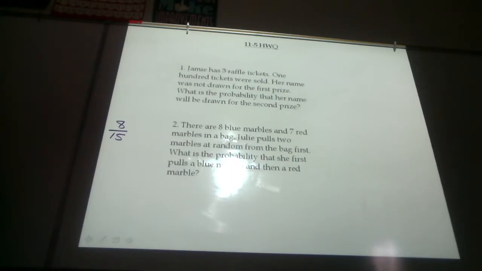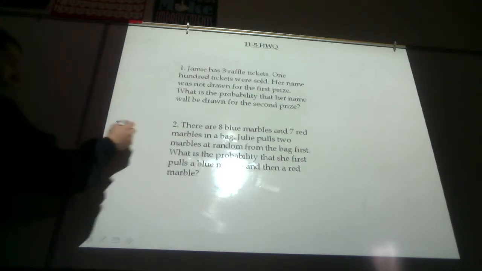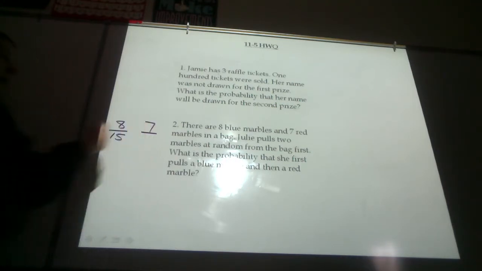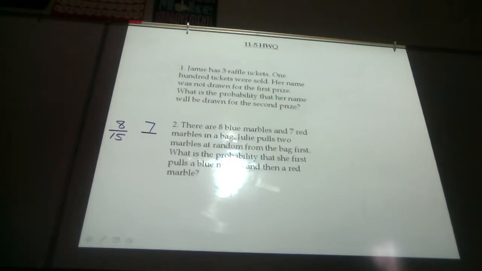What marble do we want to get? Red. How many reds are there? 7. Okay. How many marbles are in the bag when we try to pick that red one? Nathan? 14.